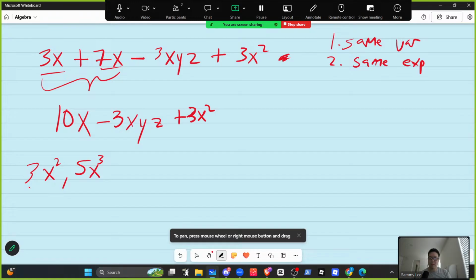Are these like terms, 3x squared and 5x squared? Sorry, 3x squared and then 5x cubed. No. Yeah, they're not like terms. Even though the variables are the same, their exponents must also be the same. So these are not like terms.